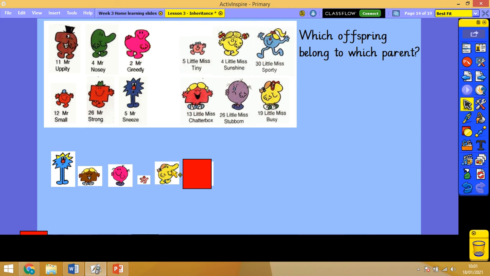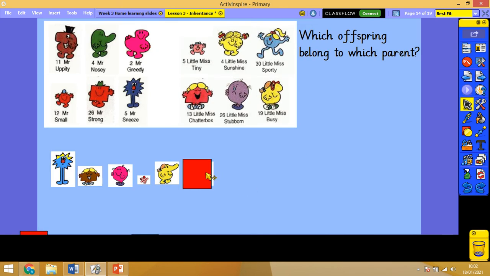This one, having a look at this body type, I think her dad here is Mr. Nosy. Same kind of body type, same long nose. And I think her mum, ooh, right. I was going to say Little Miss Sunshine there, but I'm not, because they're the same skin colour, but actually, look at the hair. Mr. Nosy doesn't have any hair. Little Miss Sunshine doesn't. It's not the same. In fact, I think this is Little Miss Busy's daughter. But she hasn't inherited her mum's eyesight because her mum needs glasses. She's got her dad's eyes, but she's got her mum's hair and her mum's skin colour.